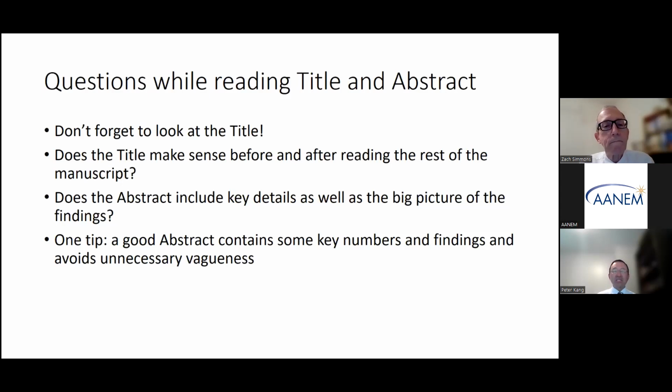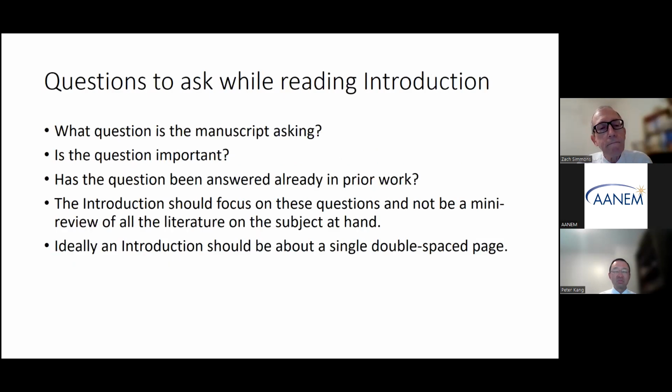You also want to look at the abstract. You want the abstract to have key details as well as the big picture of what's going on overall. One tip is that a good abstract contains some key numbers and findings and avoids unnecessary vagueness. So you don't want to have an abstract that has no numbers, no results, or anything like that. You also don't want an abstract that's just a recitation of all of the findings, because that's a little bit too dense and you lose sight of the big picture.